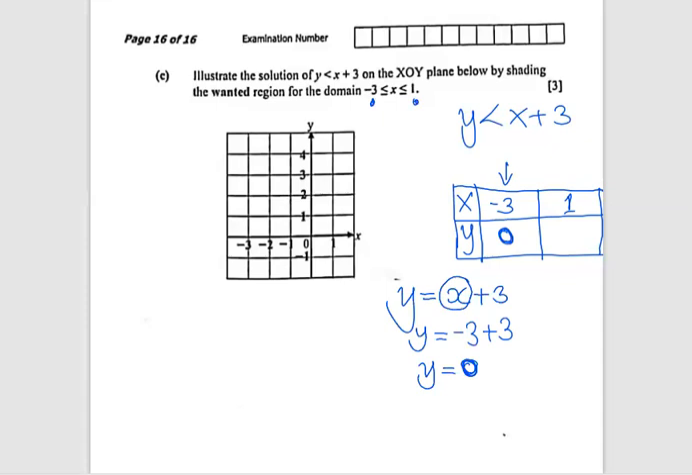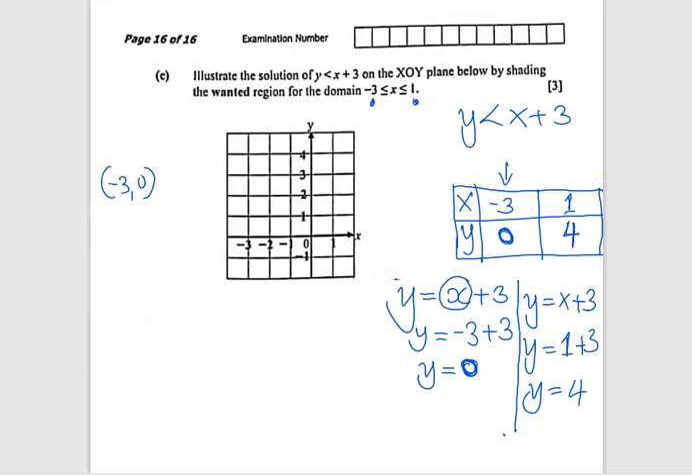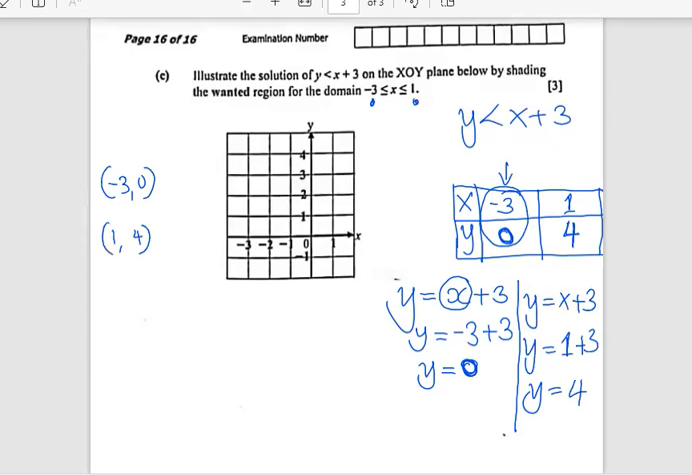Then I go further and repeat the same process. Instead of using -3, we will consider 1, using the same equation. What is our y when x is equal to 1? My y is going to be equal to 4 when x is equal to 1. So now we have -3, 0, which is the first one, followed by 1, 4. These are the coordinates. Before I plot these coordinates, are you able to plot them yourself? If you can, please try to do that so that you see where the points are going to be plotted.